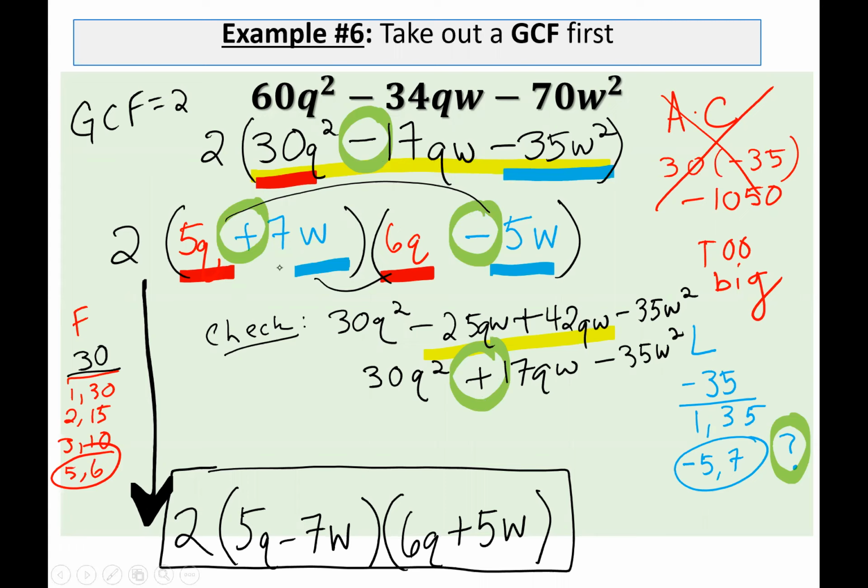So instead of plus 7W, we had minus 7W. Instead of minus 5W, we had plus 5W. So our final answer was 2, and then parentheses, 5Q minus 7W, parentheses, 6Q plus 5W. All right, and if we checked it again, it would pretty much look like what we had before, only instead of minus 25QW, we'd have a plus. Instead of plus 42QW, we'd have a minus, and then our 17 would be negative as we wanted it.